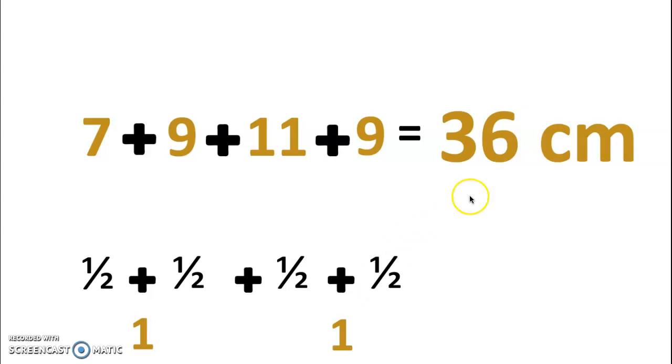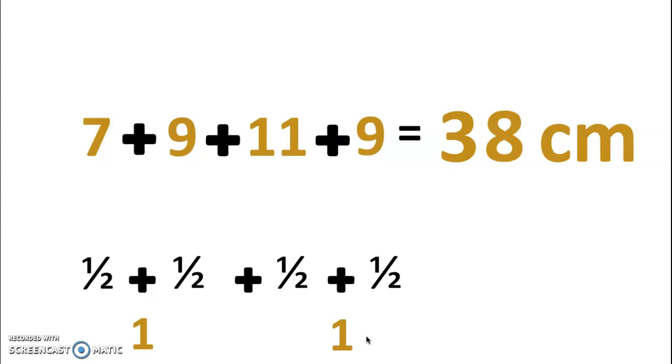Okay, so now I know what I have to do up here. I take this one, 36 plus 1 is 37. Then I need to add this one. 37 plus 1 is 38 centimeters.